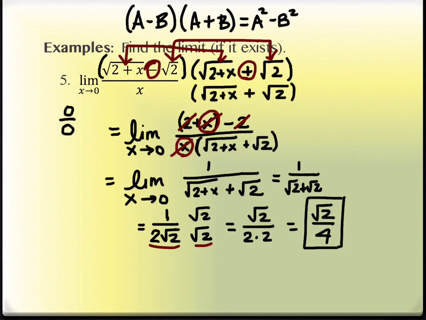Every step is equal to the next. There's equal signs between all my work. As soon as the limit went away was when we plugged in the value of x, all of that. Okay? Any questions on that one?